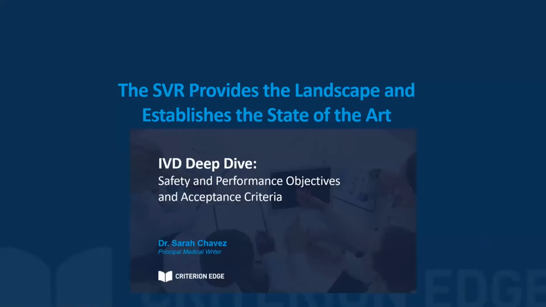In the first part of our deep dive series, we discussed strategies for PER planning and described the importance of making some of these decisions very early, particularly with regards to your clinical performance objectives. So in that webinar, I used the example of COVID testing to explain how to extract safety and performance objectives and how to use these data to derive the acceptance criteria.